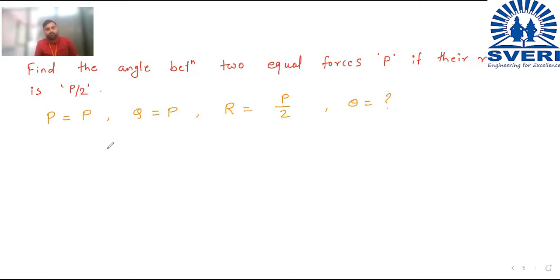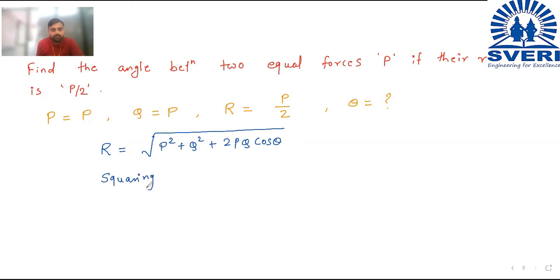So we will go by our formula. So what is our formula? R is equal to under root P square plus Q square plus 2PQ cos theta. This is our formula. So now squaring both the sides. Now if I square both the sides, then I will get R square is equal to P square plus Q square plus 2PQ cos theta.